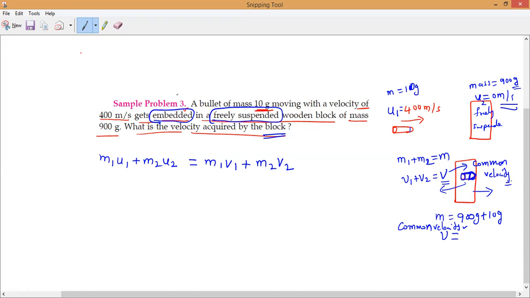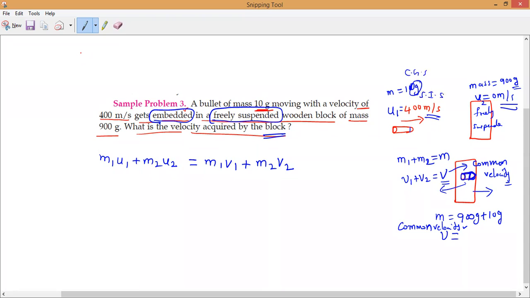Common velocity. Once the bullet is stuck inside this wooden block, both will go together. That is what we can say common velocity. Now, observe very carefully. Speed is in meter per second, weight is in grams. Are both the same units? This is CGS unit and this is SI unit.